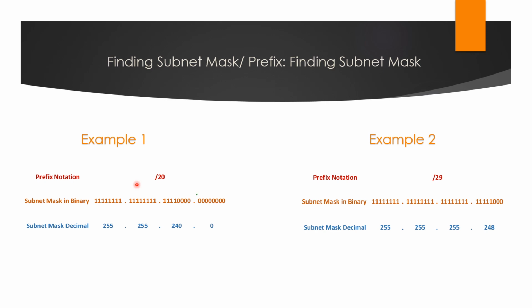How we convert from binary to decimal or from decimal to binary format, we have done in a video about the number systems. In this case, we will do the opposite. We will have the subnet mask in decimal format. We will convert it to the binary format, and then from the left to the right, we will count how many ones are in the subnet mask, and then we will find the prefix.